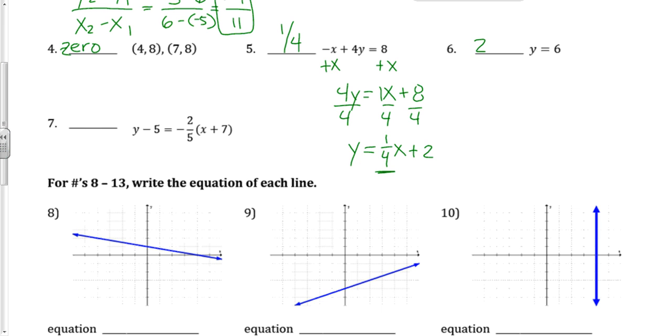For number 6, y equals 6 is a horizontal line, therefore the slope should be 0. And in number 7, this is point slope form, so the slope is located in front of the parentheses, simply negative 2/5.